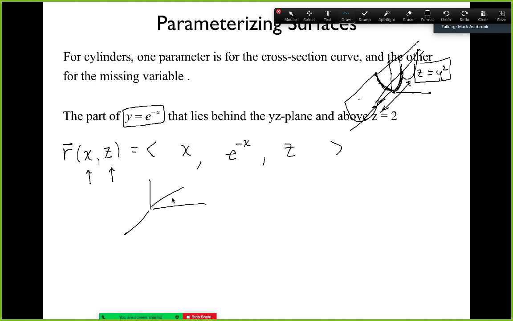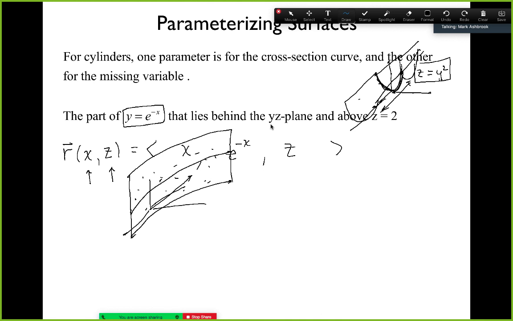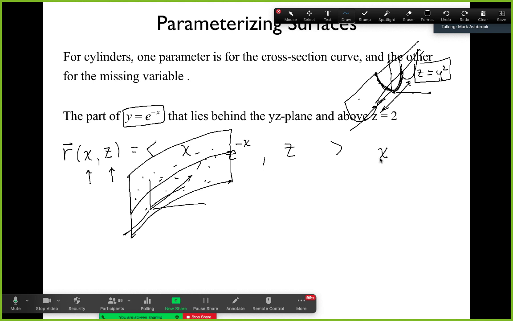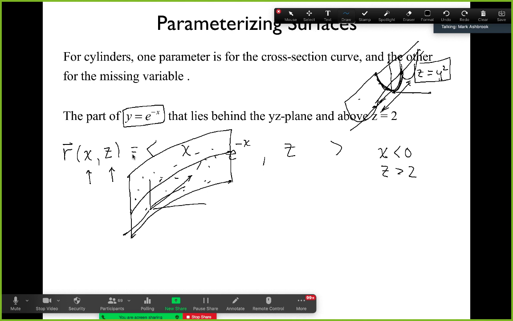What is this? y equals e to the negative x. It's like this. So that looks like this. And so this vector function will give us every point on that surface, right? x and e to the minus x gives us every point on the curve. And then you get, for every z value, up and down, every point on the surface. And then it says the surface lies behind the yz plane and above z equals 2. So behind the yz plane would be x less than 0. Above z equals 2 would be z greater than 2. And those are our independent variables, so we're good on that.